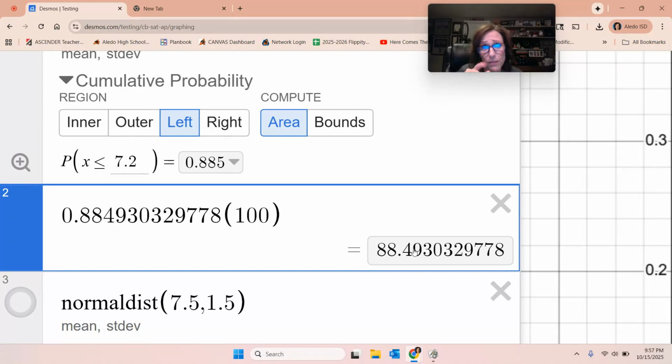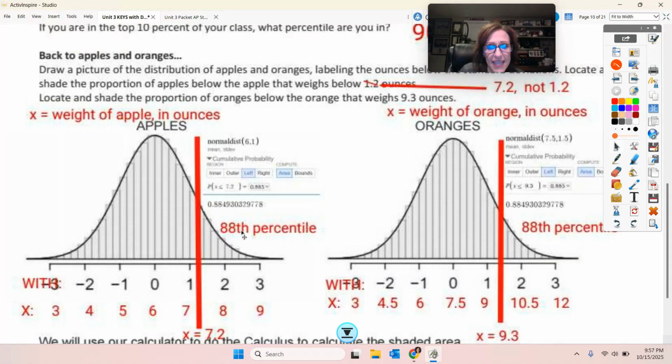I'm hoping you're going to be able to visualize, move the decimal twice, and that's what percentile you are in. Move the decimal twice. Please don't waste your time typing times 100. Move the decimal twice. Okay, so I can see then that 7.2 ounce apple is in the 88th percentile.